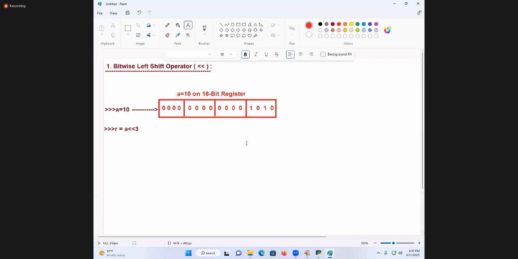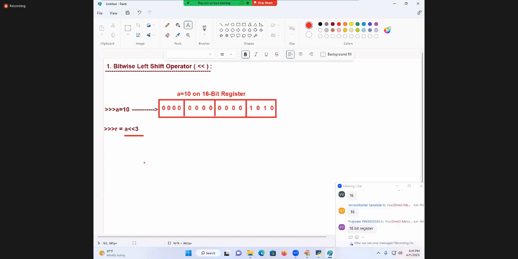Now, after that, A double less than 3. What is the meaning of this? What is the meaning of that? The name itself says left shift. What is the meaning of the arrow itself? You recognize this arrow. Which direction is it moving, left or right? That's why it is named which operator? Left shift. It says how many bits will be flipped off. Flipped off means removed.